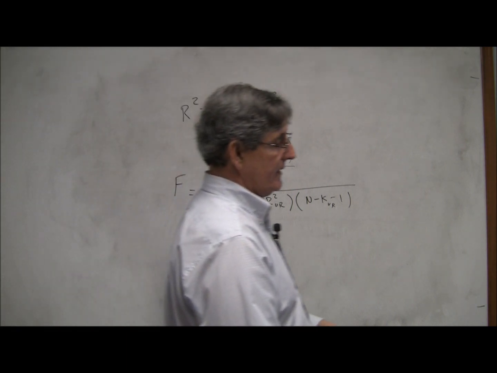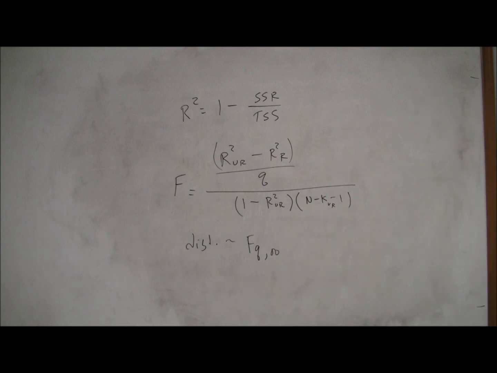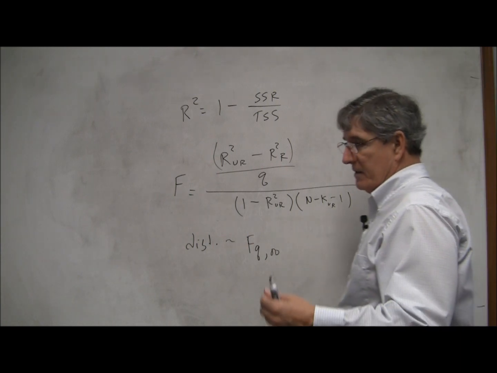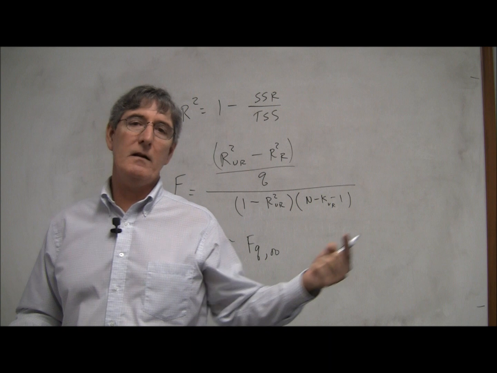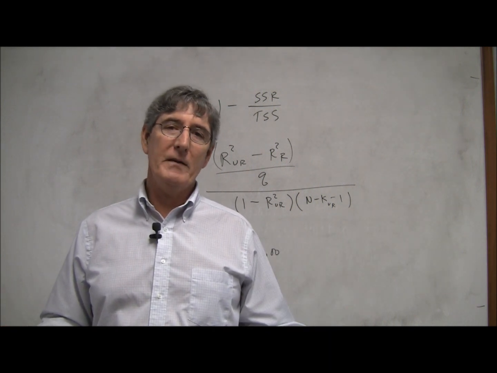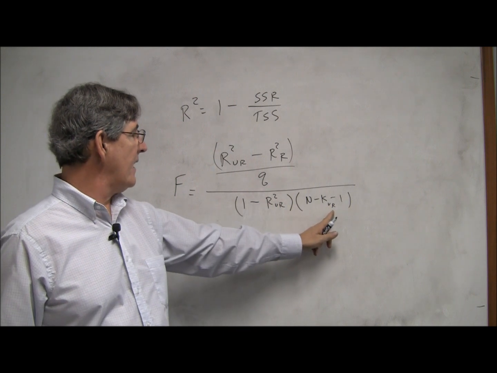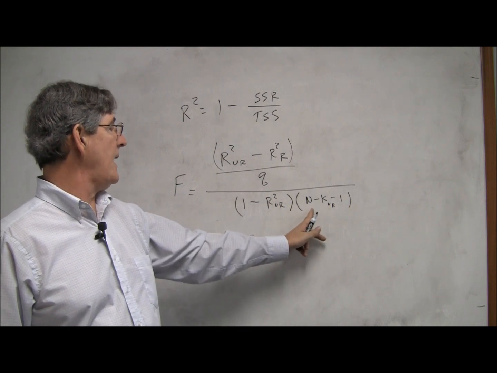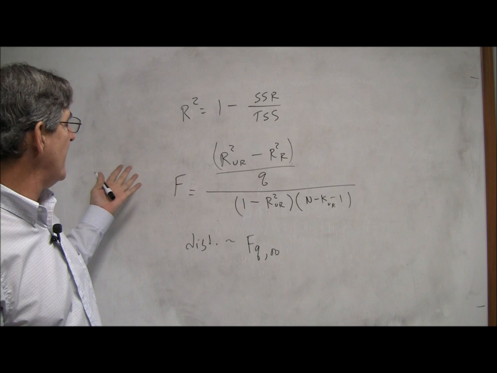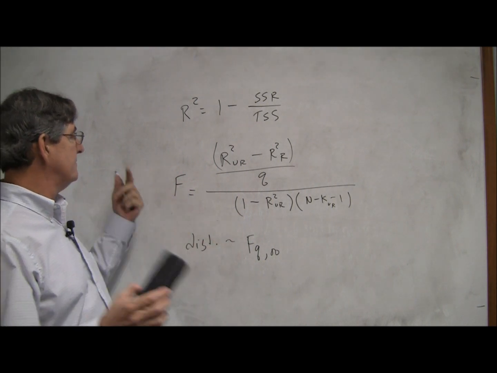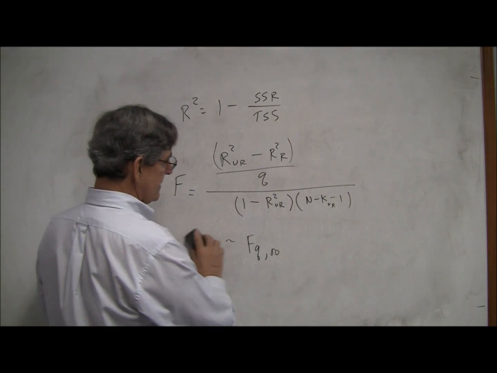So this makes it really easy to calculate your F statistic. You just run the restricted model, write down R squared, run the unrestricted model, write down R squared. You should know the number of variables in your model, and you should know what n is. Then you can just find your F, compare it to the critical F, and do your test. Great.